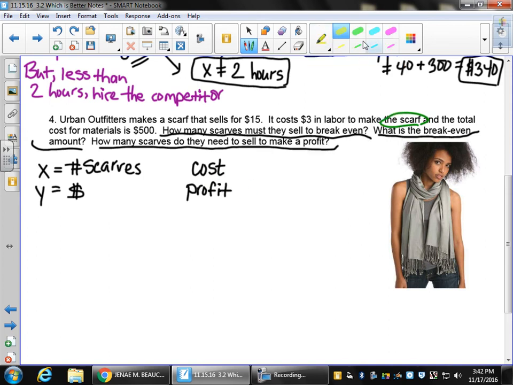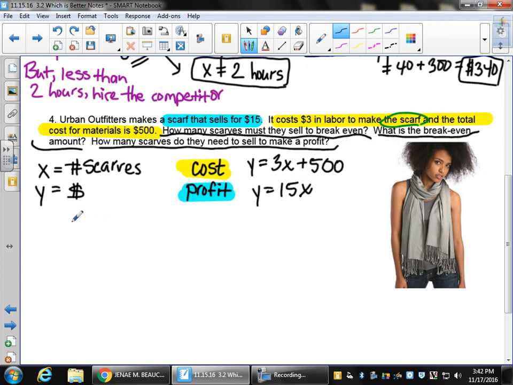I'm going to make cost yellow. Cost: $3 in labor to make a scarf, and the total cost for materials is $500. So my cost equation is $3 per scarf to make it plus $500 in materials. Profit: they're going to sell these scarves for $15 each. So that's y equals 15x. To figure out how many scarves they need to sell to break even, we'll set these equal to each other.